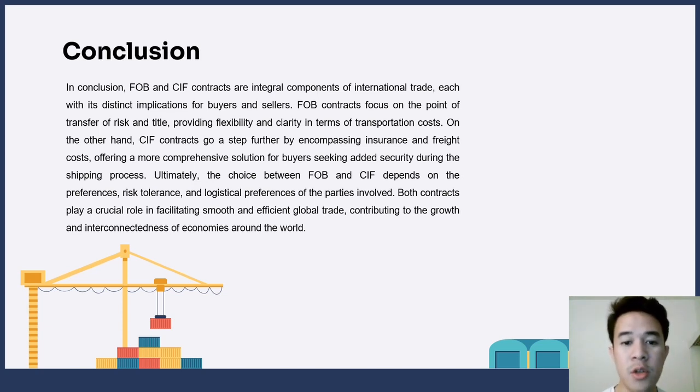In the end, the choice between FOB and CIF depends on the preferences, the risk tolerance, and logistical preferences of all the parties involved. Both contracts do play a crucial role in helping a smooth and efficient global trade to occur. It contributes to the growth and interconnectedness of economies all around the world.